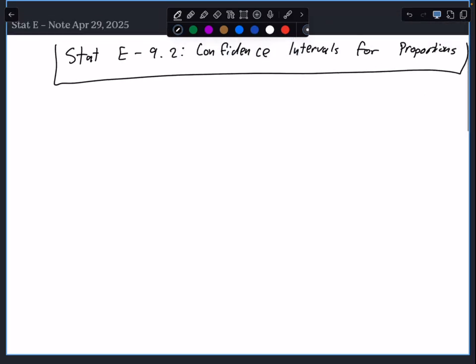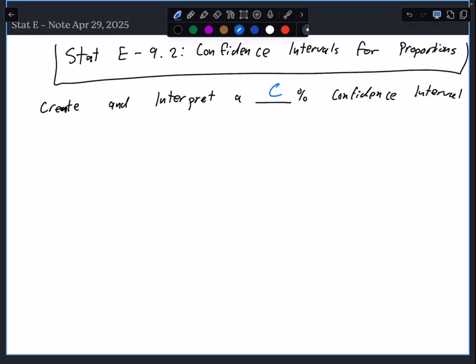So the whole point of what we're doing is we want to create and interpret a blank % confidence interval. And when we say blank %, there's some level of confidence that I'm going to ask you to do.